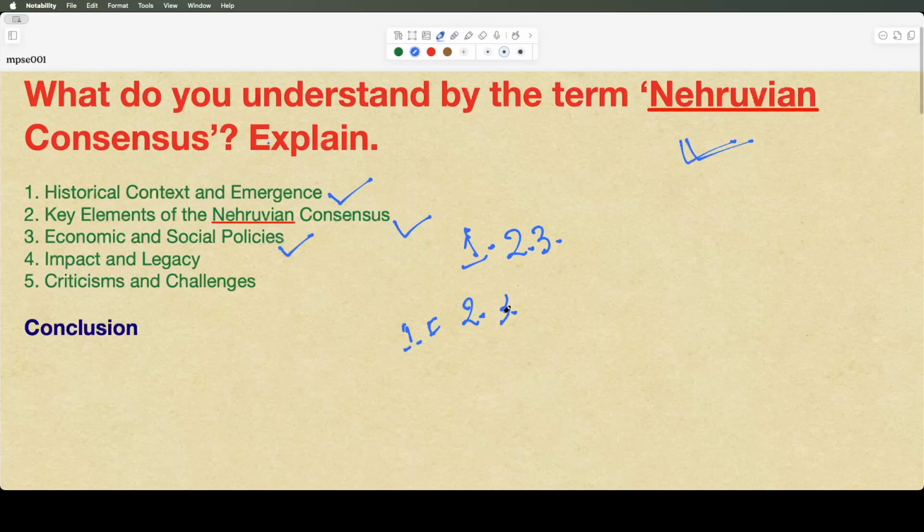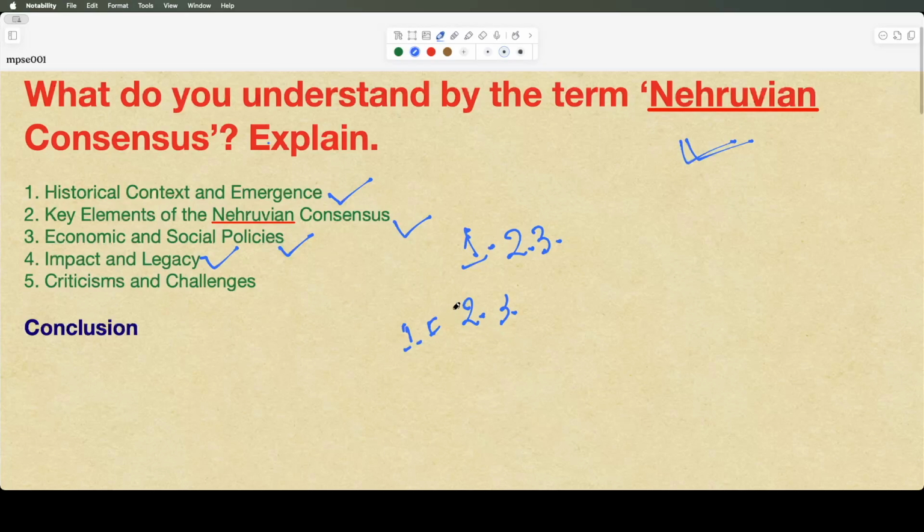Next, third, we have social welfare. Nehru's vision extended to social welfare policies aimed at improving education, healthcare, and social security. The emphasis was on creating a literate and healthy population that could contribute to the nation's development. Institutions of higher learning such as the Indian Institutes of Technology (IITs) were established to promote scientific and technical education. Next, the fourth part, we have impact and legacy.